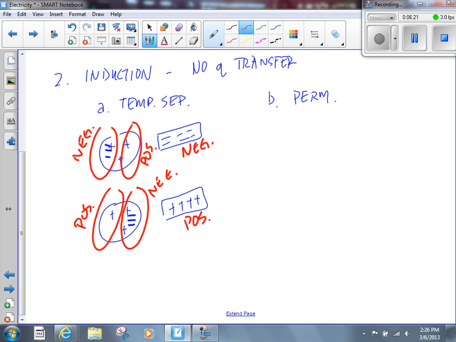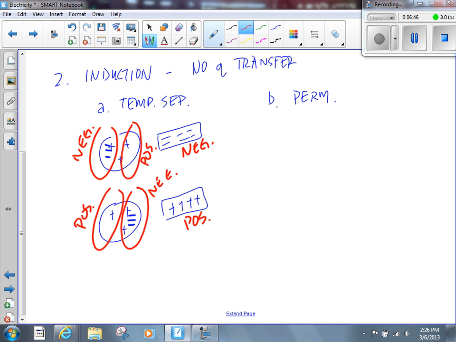Jordan, question? Okay, good question. Why don't the positives move away when the positive comes closer? The positive particles, the protons, are tightly bound in that nucleus by that force that we call the strong nuclear force. Now the electrons are orbiting around, and they're held in place by the electric force, but the electric force is a lot weaker than that strong nuclear force.